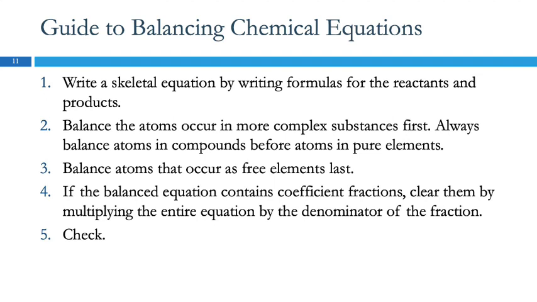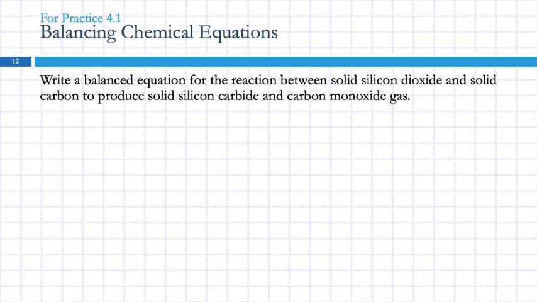And the reason for that is when we put a coefficient in front of an element, we're not going to mess up anything else. Whereas when you put a coefficient in front of a compound, then you're changing all of the elements in there. It's possible to end up with fractional coefficients. You can also completely avoid doing that, but if you end up with fractions, you need to get rid of them by multiplying the entire equation by the denominator of the fraction, and then we should always check at the end. So let's practice.